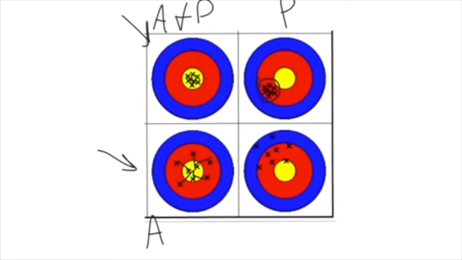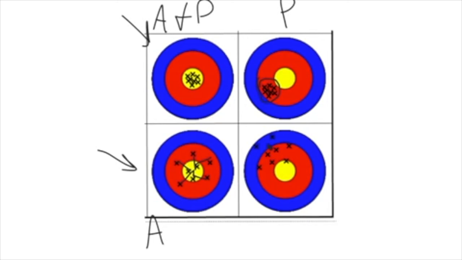Last but not least, the bottom right. First question, am I being accurate? Well, even if you kind of average all those shots together, you still only get to be about there. That's not accurate. That's not accurate at all. You're nowhere near the center of the target, so you're not accurate.